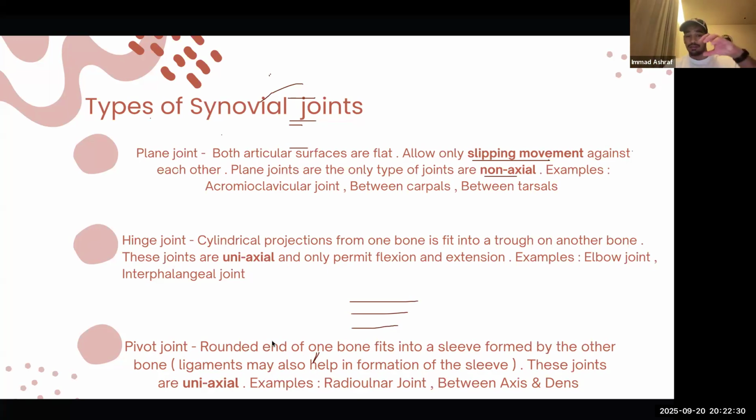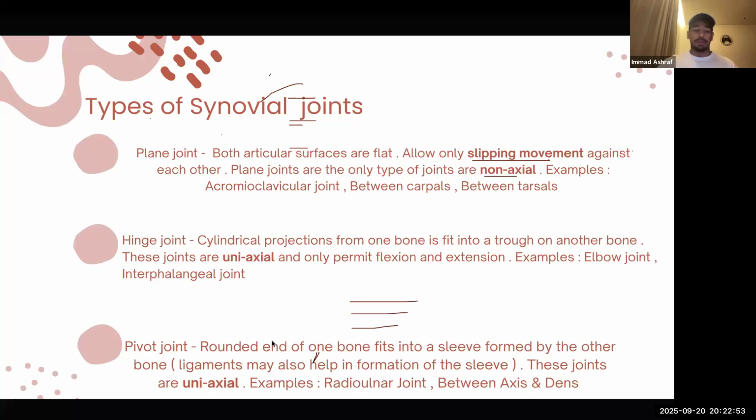Okay. And then we have a pivot joint. This is when the rounded end of one bone fits into a sleeve formed by the other bone. So you have a rounded end fit into a sleeve, kind of like this. This sleeve can be made by the other bone and ligaments, so the ligaments can help in the formation of this sleeve. These joints are also uniaxial. An example of this is the radio-ulnar joint, which is the joint between your radius and your ulna, or between your axis and the dens.